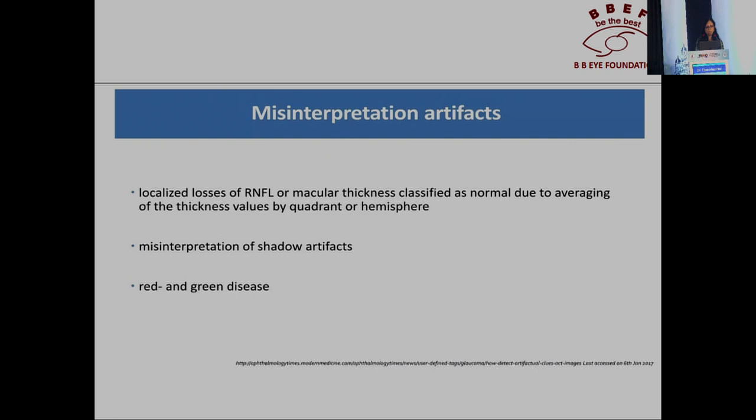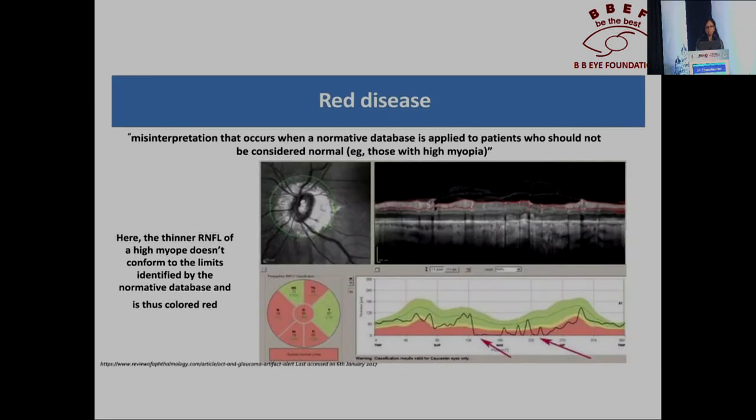So, misinterpretation of artifacts: localized losses of RNFL or macular thickness classified as normal due to averaging of the thickness values by quadrant or hemisphere, misinterpretation of shadow artifacts, and the red and green disease. So what is the red disease? Red disease is a misinterpretation that occurs when a normative database is applied to patients who should not be considered normal, say, for example, people who have high myopia, where the RNFL by itself is thin, and all this that you see on the OCT graph pattern is actually because of that and not because of glaucoma.